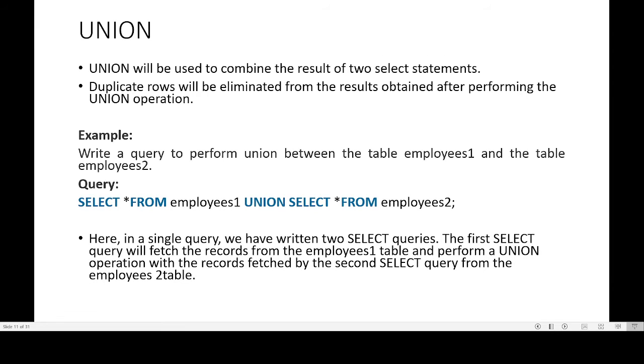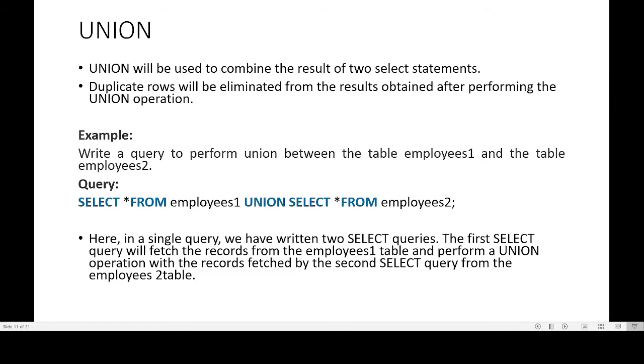Now we'll see what a UNION is. UNION is used to combine the results of two SELECT statements. When we use this union operation, it combines two tables, and automatically it eliminates the duplicate rows. So duplicate rows will be eliminated from the result obtained after performing the union operation.